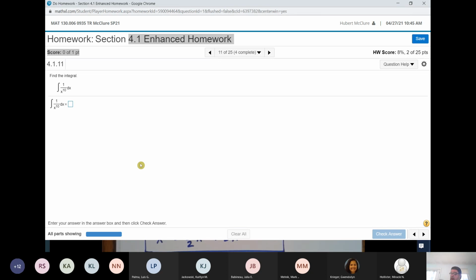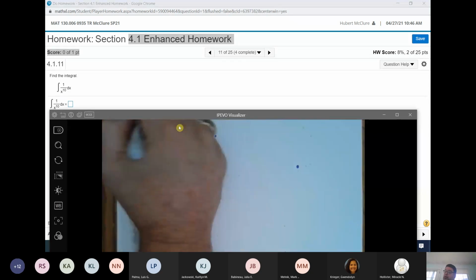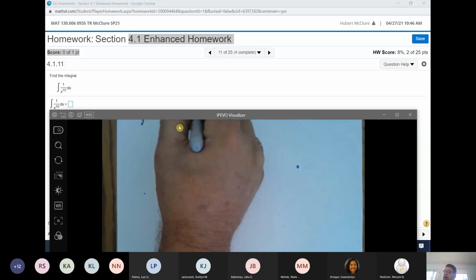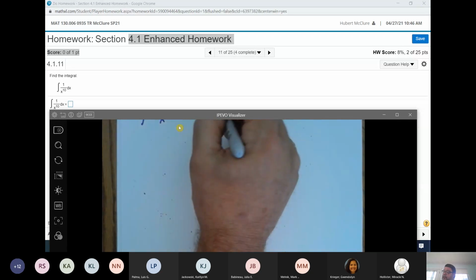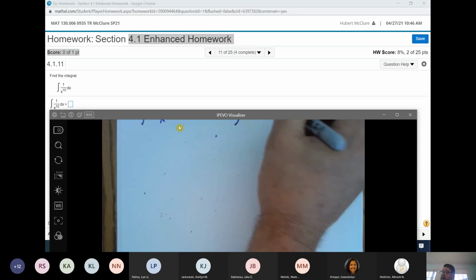1 over x to the 10th. That becomes the antiderivative of x to the negative 10. So let's do that one because it's got a negative in it, and that'll throw some of y'all a loop. So 1 over x to the 10 dx. I'm going to rewrite antiderivative of x to the negative 10 dx.